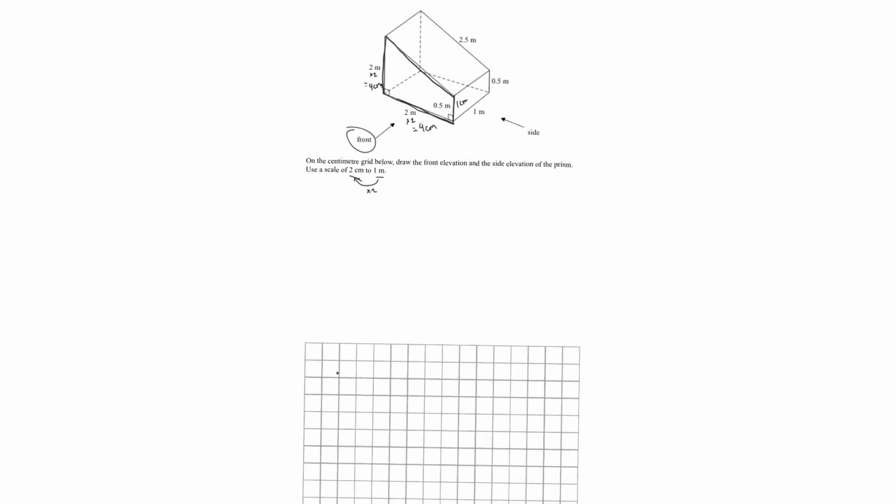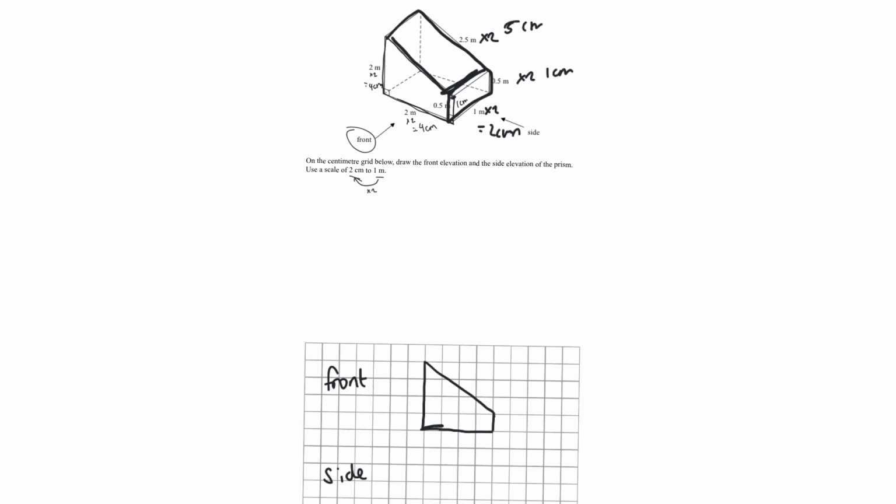So front elevation, 4 boxes. And then for the side elevation, it's just going to be this rectangular part plus the square bit there. So again, times everything by 2, so you know the lengths. That'll be 2 centimeters, that'll be 1 centimeter, and this will be 5 centimeters.